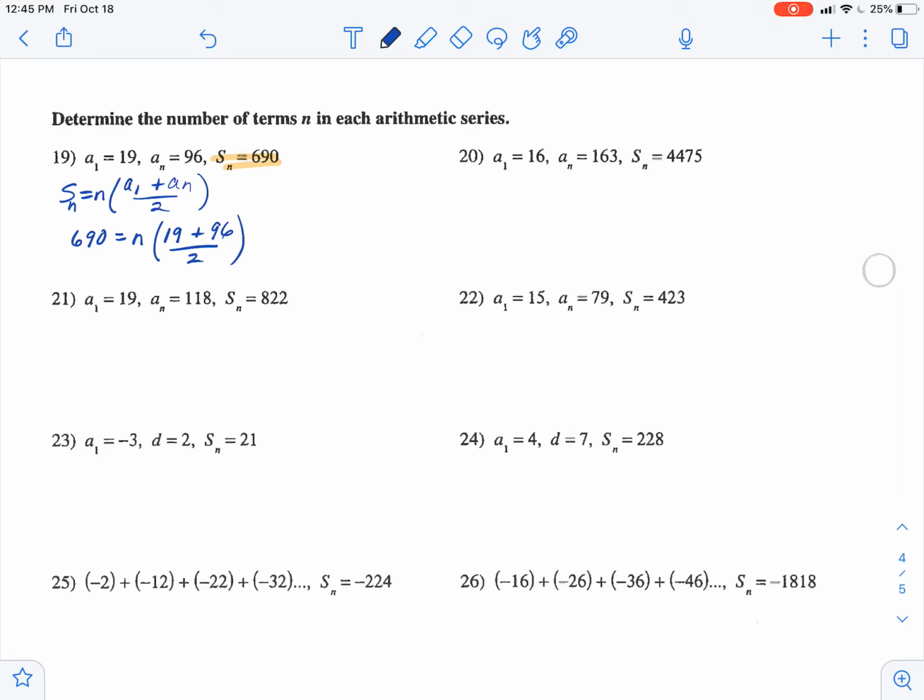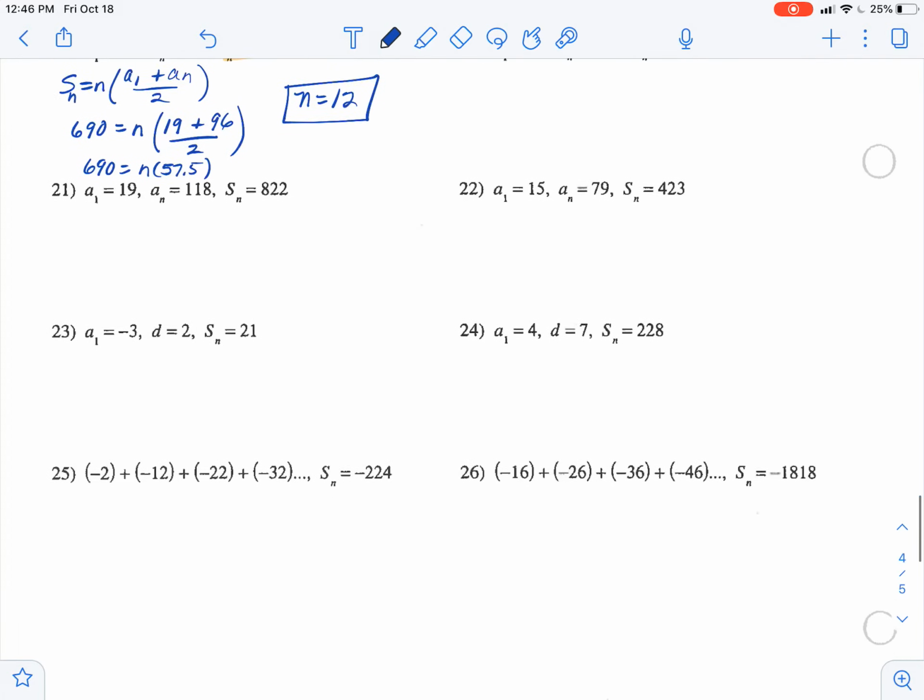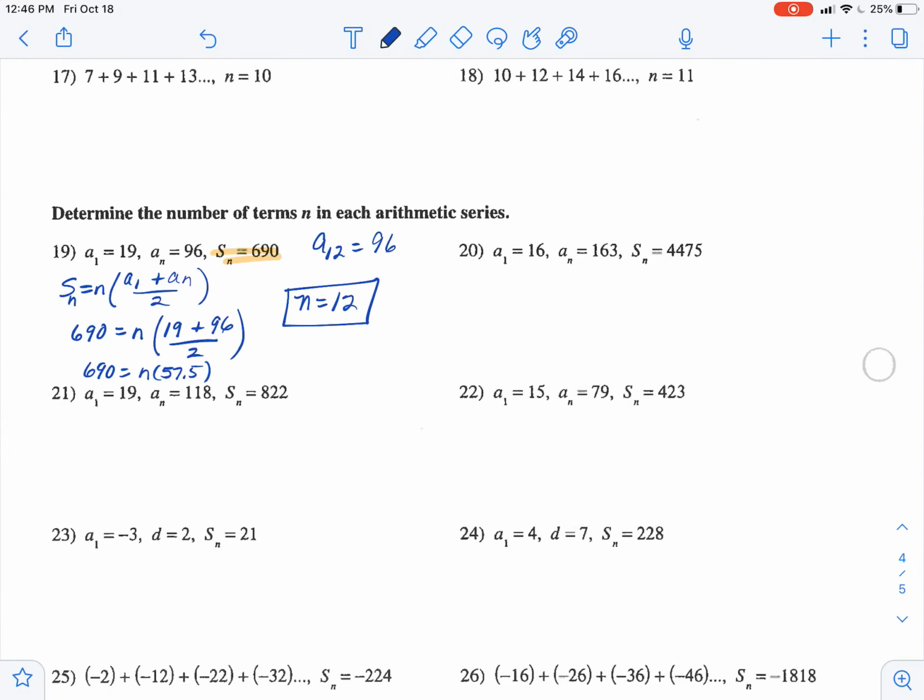And so we're just going to run the stuff in the parentheses. So 19 plus 96 equals, divided by 2, so that's 57.5. So at this point, I have 690 equals n times 57.5. So I'm going to divide that off. So 690 divided by 57.5, and that is 12. So A12 is 96. That's what that means, okay? Okay, so those are what you're going to do with your series there. So good luck on that page.